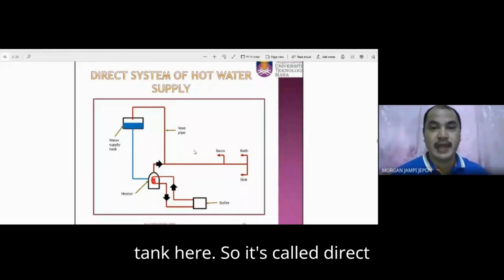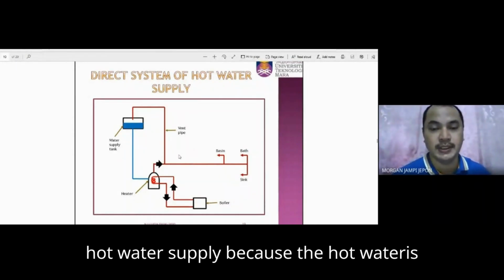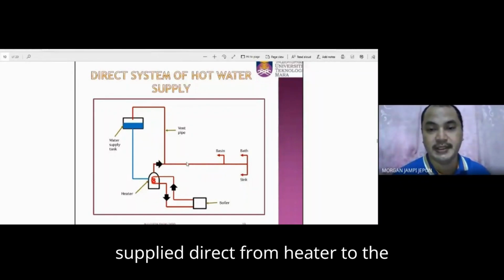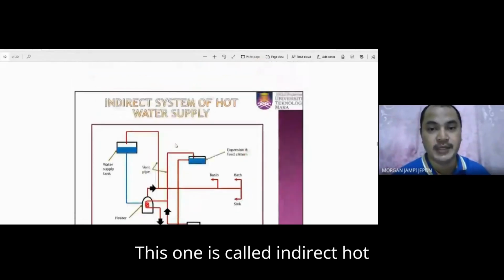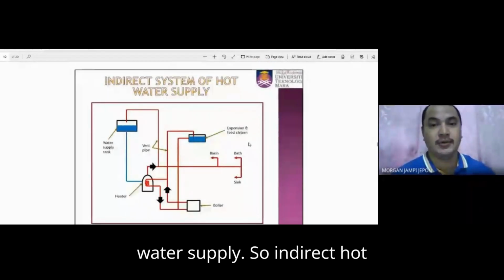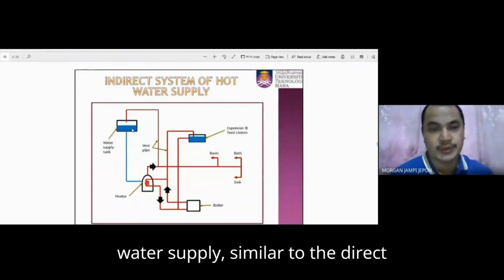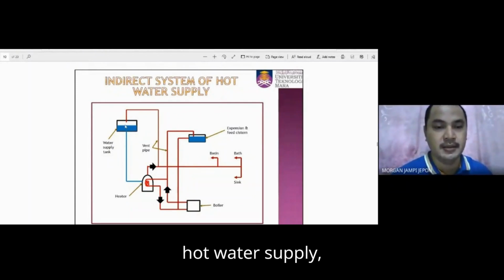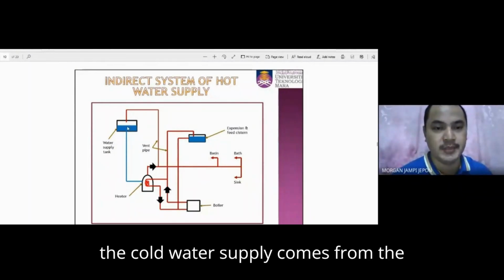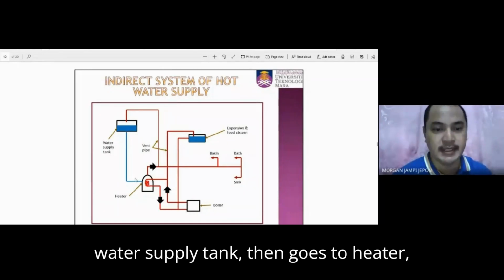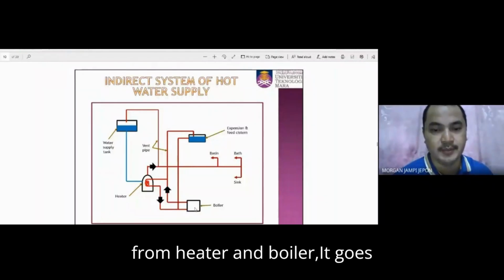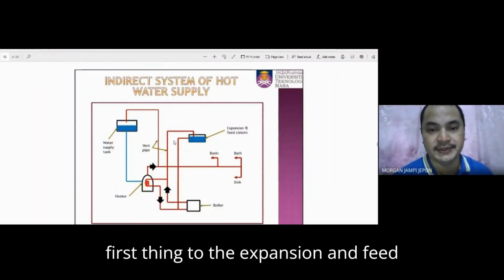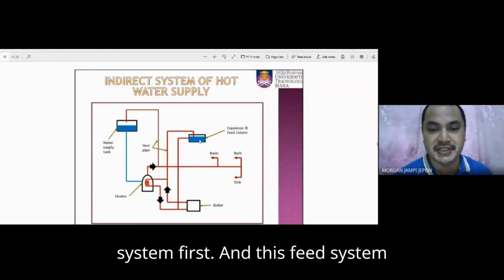So it's called direct hot water supply because the hot water is supplied directly from the heater to the kitchen, toilet, and bathroom. Then this one is called indirect hot water supply. Similar to the direct hot water supply, the cold water comes from the water supply tank, then goes to the heater, then to the boiler. And from the heater and boiler, it goes first to the expansion and feed system.